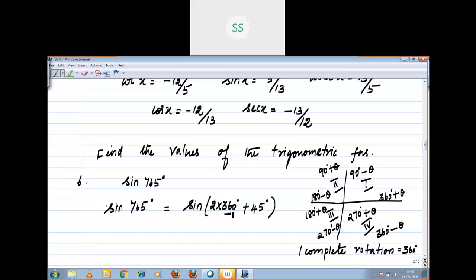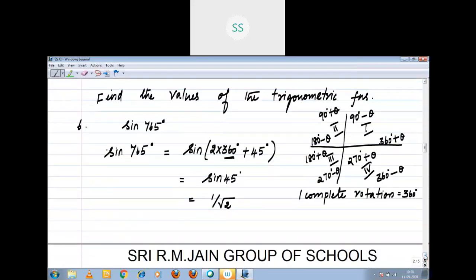Your focus should be only on this 360 plus theta. What is sine 360 plus theta? Sine theta. So what is the value of sine 45 degree? 1 by root 2, right? Sine 360 plus theta equals sine theta. Which identity you are using, you have to write it on the right side. Sine 360 plus theta equals sine theta, because in the first quadrant all the trigonometric functions are positive.